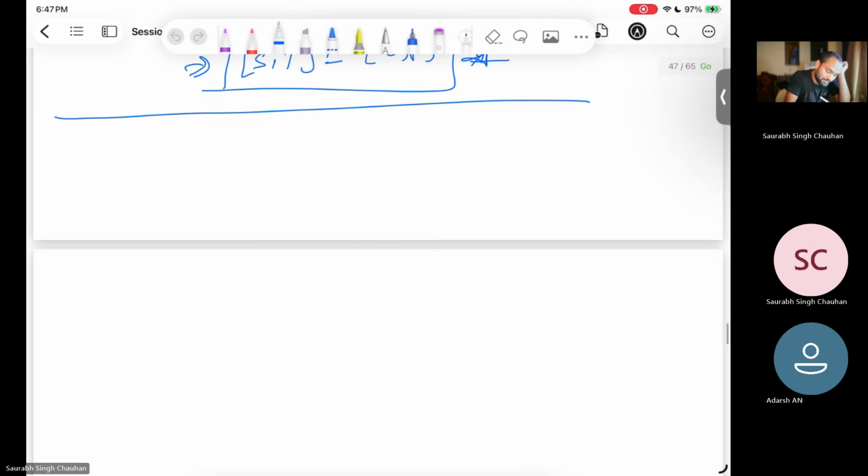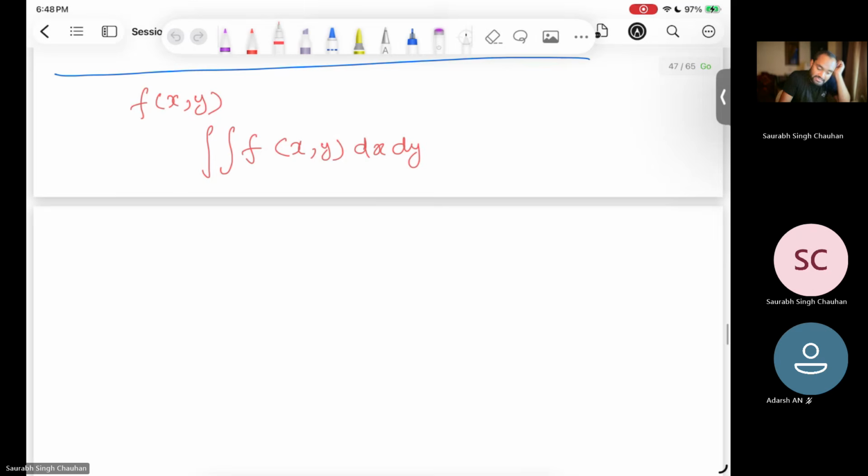For example, okay, let me give one example from mathematics. Okay, so you have some function f of x and y, and you want to integrate this f with respect to dx dy. Okay, you want to integrate that, right? But you know that sometimes integration is not that easy, and you want to change the variables. Okay, then you write that, let us assume x is a function of some other variables u comma v, and y is also a function of u comma v.